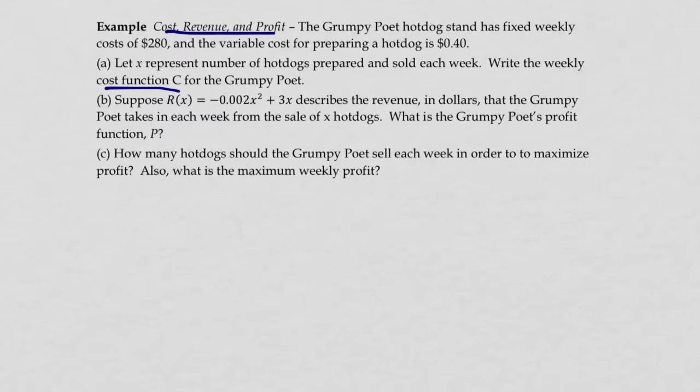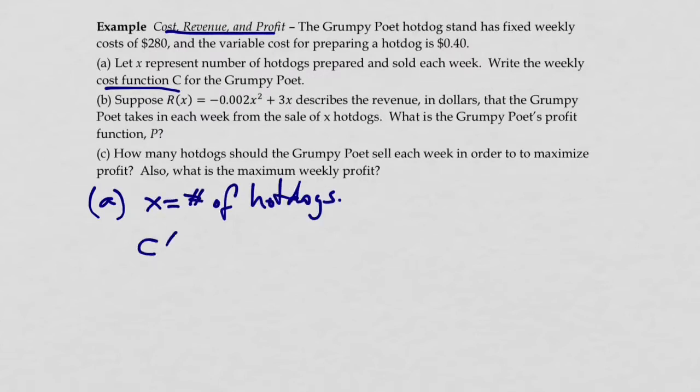The Grumpy Poet hot dog stand has fixed weekly costs of $280, and the variable cost for preparing a hot dog is 40 cents. So to put those together, for part A, if the Grumpy Poet sells X hot dogs, then the cost of producing those X hot dogs is going to be 40 cents per hot dog plus $280.